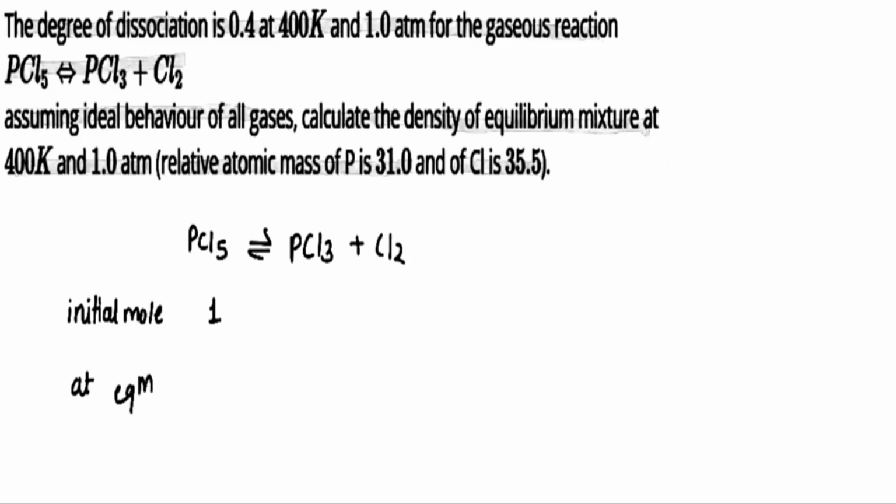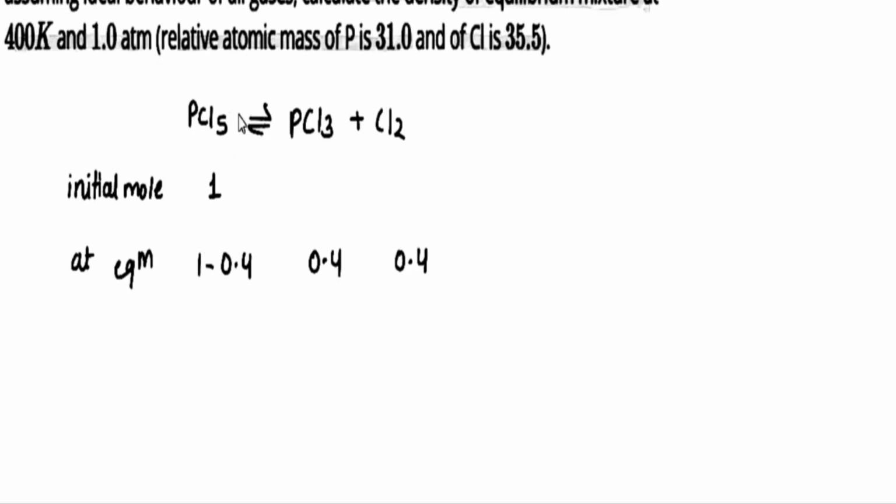Let us assume that alpha moles is dissociated. Here the degree of dissociation is 0.4, it is given. So the value of alpha is nothing but 0.4. So 1 minus 0.4 mole remains, and 0.4 moles of PCl3 will be formed, and 0.4 moles of Cl2 also. Now we can see that 1 minus 0.4 is nothing but 0.6.